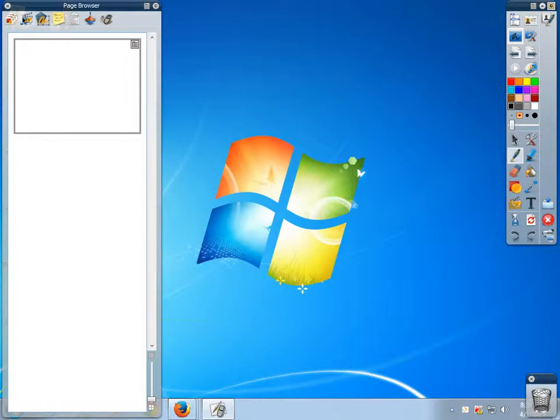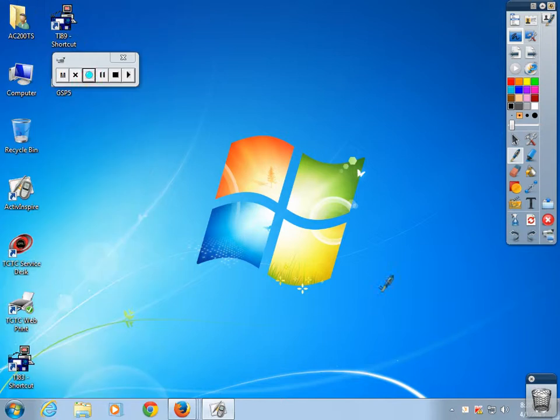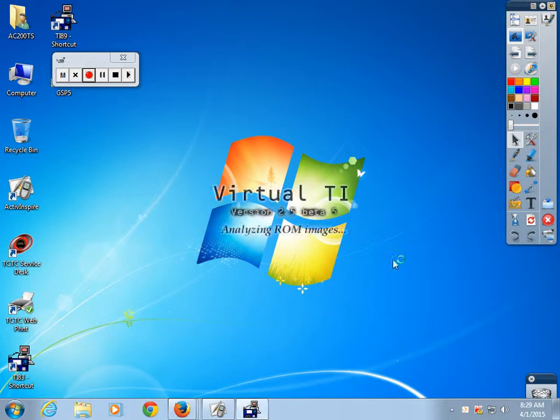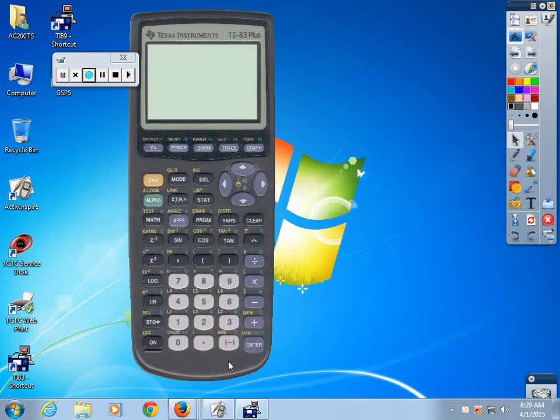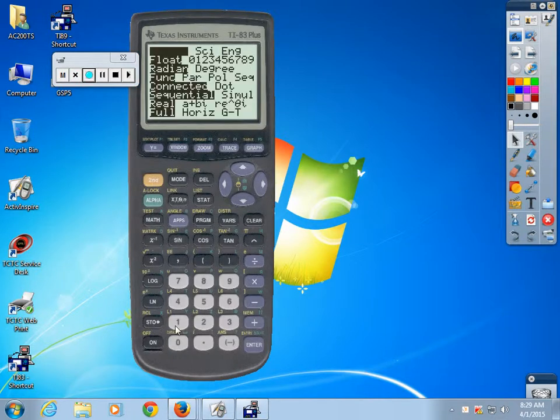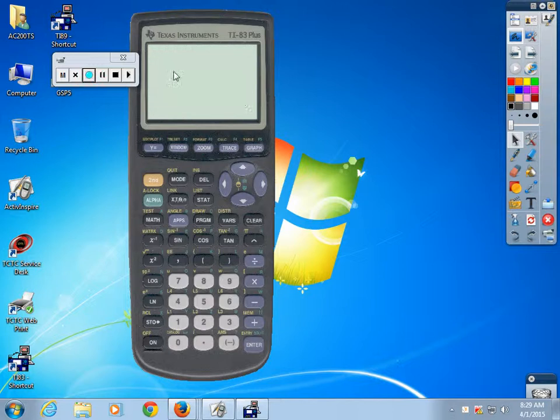So let's pull up our handy dandy calculator. And we'll type in second, bars. Get it to you in a minute, Dana. Oh boy. Binomial PDF.